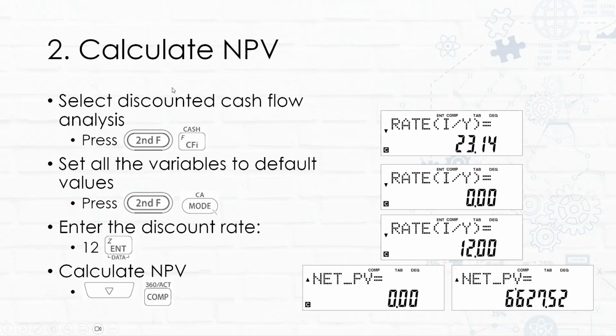And then we're going to calculate the net present value. Again, we'll follow the same sort of steps that we did before. We'll say second function cash flow. We'll set all of our variables to default again by pressing second function mode inside that cash flow analysis, and then we'll enter the discount rate, which, instead of calculating our internal rate, we'll give it a net rate. Then we can calculate our net present value by pressing down to find the net present value and comp, and that will then show it to us. So let's do that now on the calculator as well.